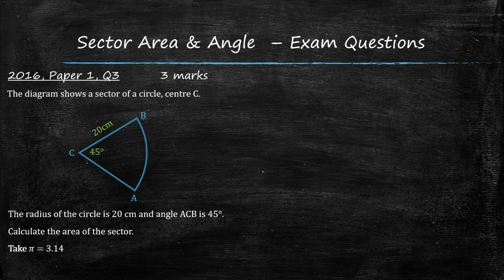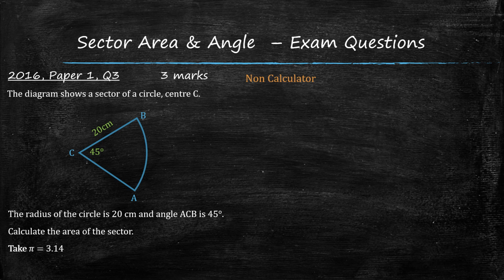Our next question is from 2016, paper 1, question 3 for 3 marks. The diagram shows a sector of a circle centre C. The radius of the circle is 20 centimeters and angle ACB is 45 degrees. Calculate the area of the sector. Take pi to be equal to 3.14.